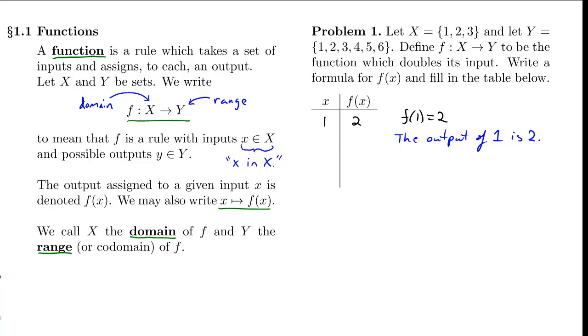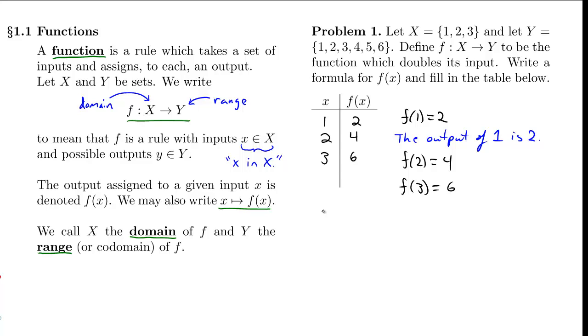If instead we take 2 as the input of f, then its output is twice 2, or 4. So we write f of 2 equals 4. Finally, if the input to f is 3, the output is 6. We're done writing the table for f since we've covered all of its inputs. We specified the output for each value in f's domain.